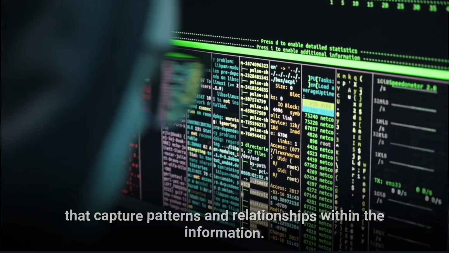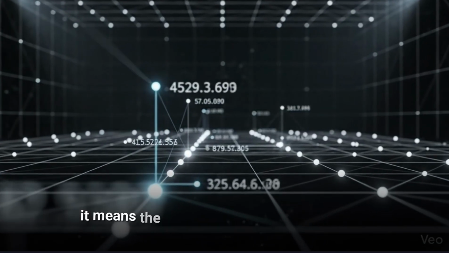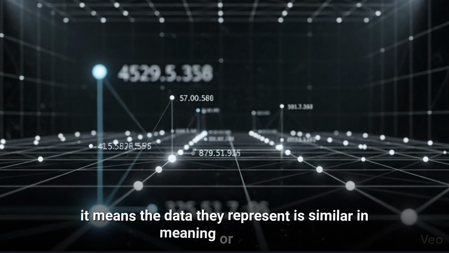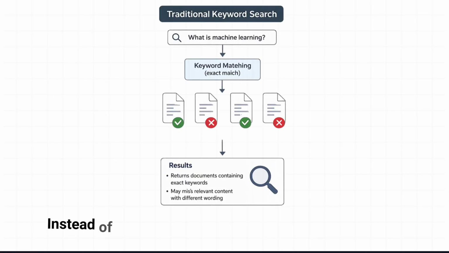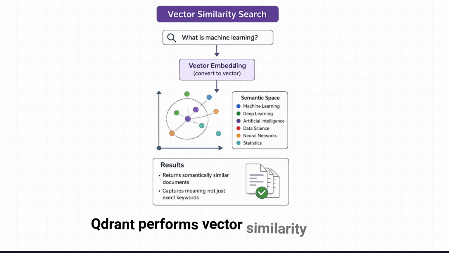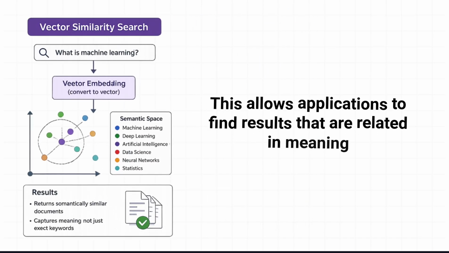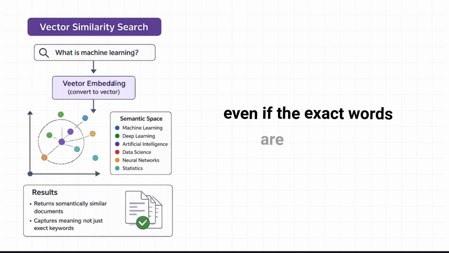the information. When two vectors are close in a mathematical space, it means that the data they represent is similar in meaning or context. Instead of relying only on traditional keyword searches, Qdrant performs vector similarity search. This allows applications to find results that are related in meaning, even if the exact words are different.